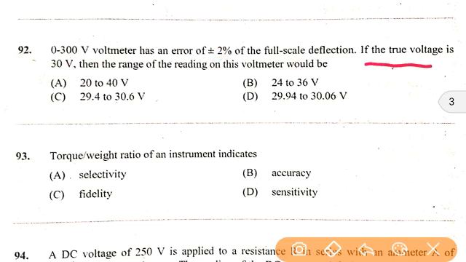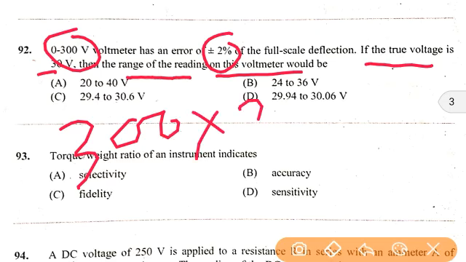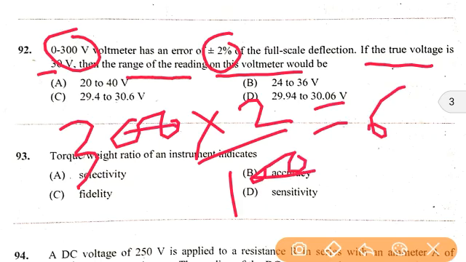If the true voltage is 30 volt, then the range of reading on the voltmeter would be... the range is 0 to 300, having plus or minus 2% error. Let us find the percentage error for full scale: 300 into 2%, we will calculate it to be 6 volts.